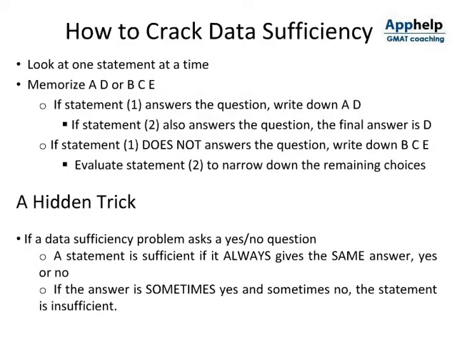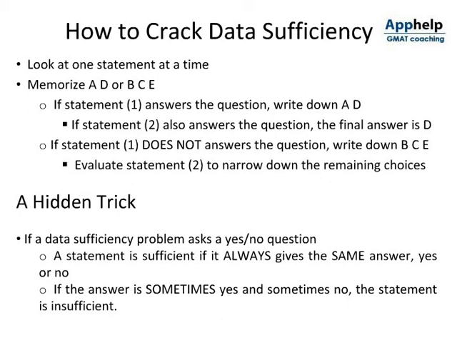How to crack data sufficiency. Look at one statement at a time. Memorize AD or BCE. If statement 1 answers the question, write down AD. If statement 2 also answers the question, the final answer is D. If statement 1 does not answer the question, write down BCE. Evaluate statement 2 to narrow down the remaining choices.